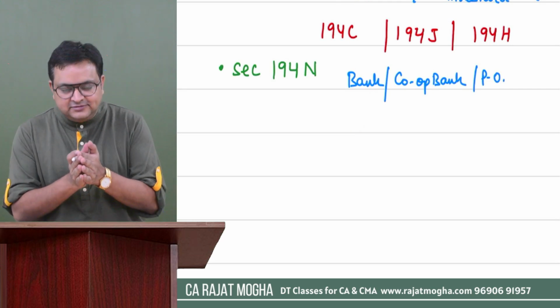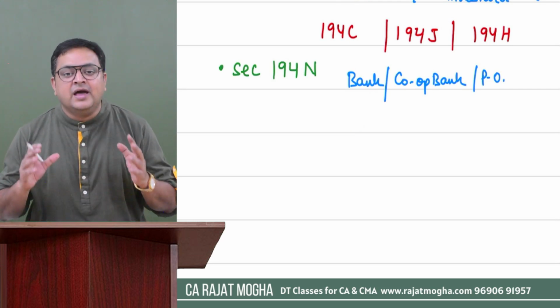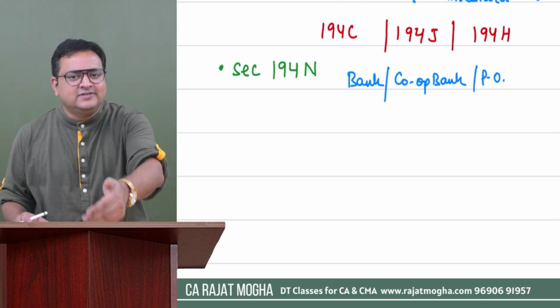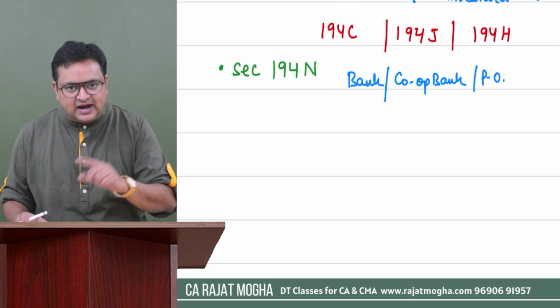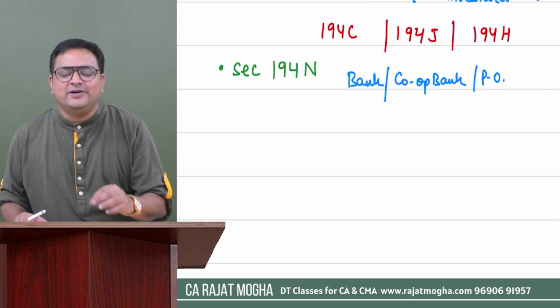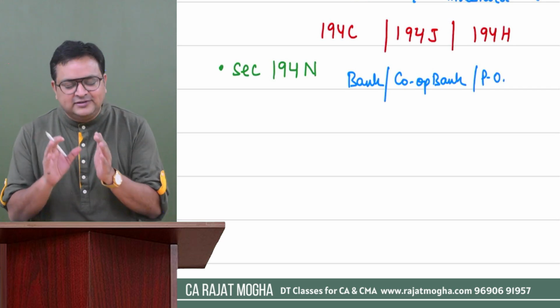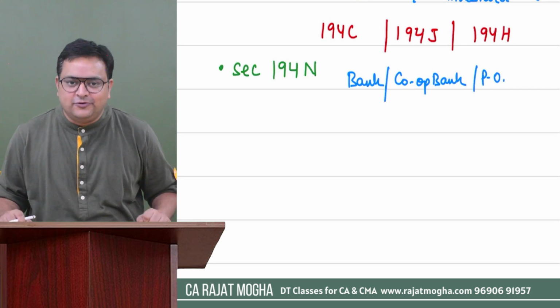So we have certain threshold limits. For some people it is 20 lakh, for some it is 1 crore, and for few it is 3 crore also. This 3 crore has been recently amended by Finance Act 2023. So that is making this section more important for your examination. Generally the limit is 1 crore. First I'll explain with 1 crore, then I'll come to 20 lakh and 3 crore also.